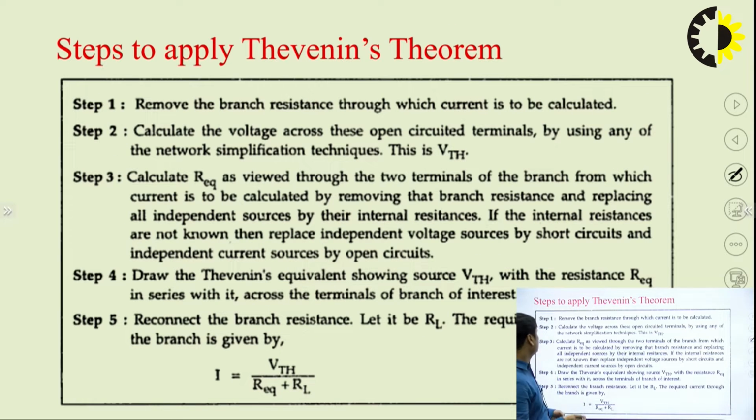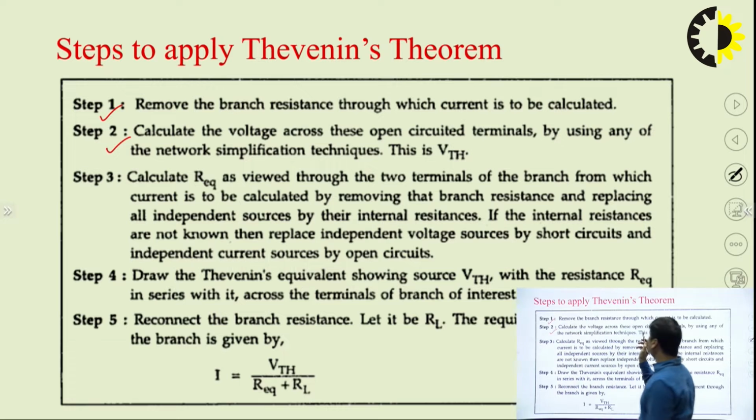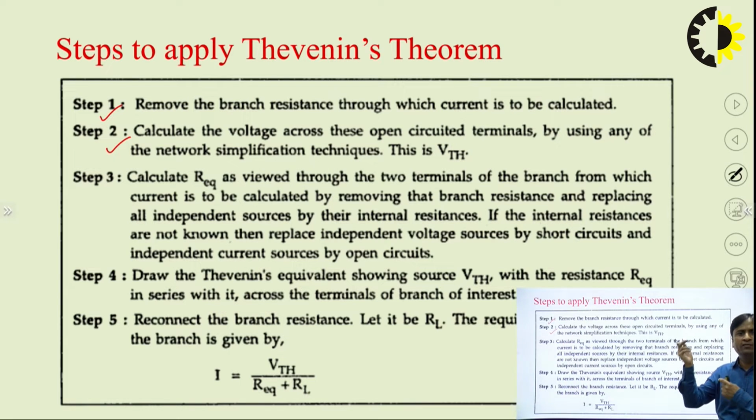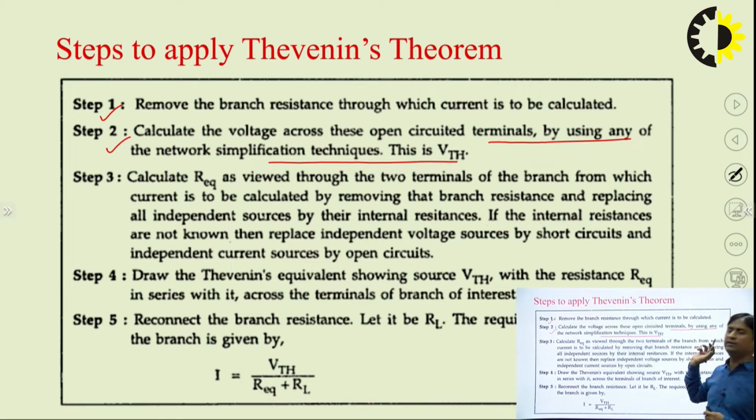Okay, so let us recall some steps of Thevenin's theorem. The first step is to remove the branch resistance through which the current is to be calculated. First of all, we have to remove the branch where we have to find the value of current. Second step, calculate the voltage across these two points. When we remove the branch, we find the open circuit voltage by using any network simplification technique, and this is our VTH.